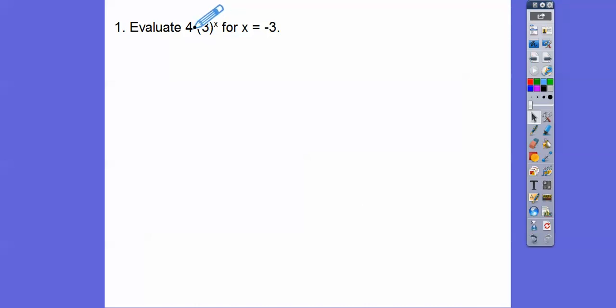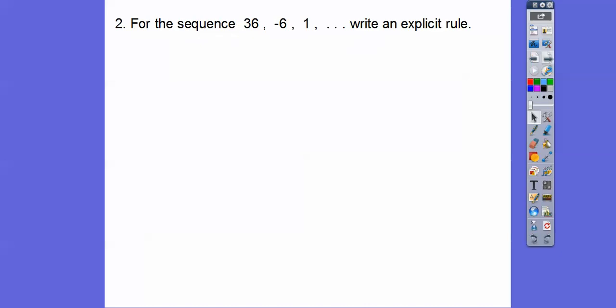I'm sorry, I'm not solving for x. They want us to just plug in x equals -3. So we're going to plug x equals -3 right there. Okay, sorry about that. When we do that, remember a number to a negative exponent goes downstairs in the denominator and becomes a positive exponent. So here we have 4 over 3 to the positive 3, and 3 to the positive 3 is 3 times 3 times 3, so we get 4 over 27, okay?